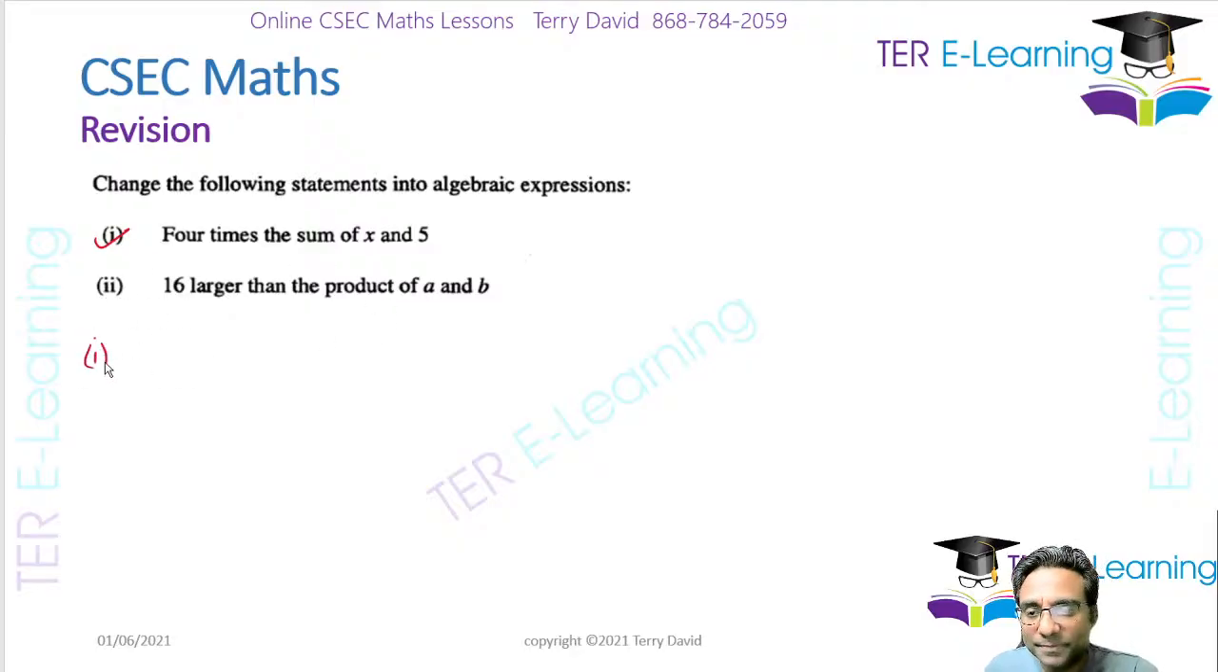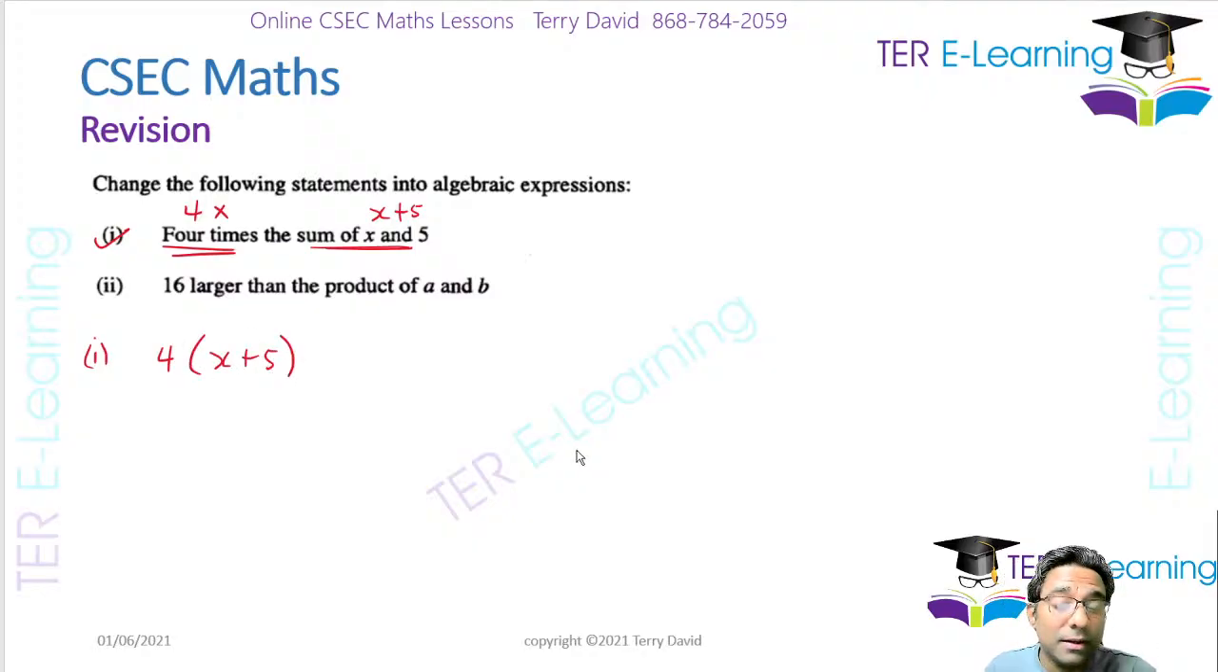So part 1, 4 times. That means 4 multiplied. The sum of x and 5, sorry, is going to be x plus 5. So 4 times the sum of x plus 5 is going to be 4 multiplied by x plus 5. That's what that means. So that's my answer for part 1. For part 2 now, they said 16 larger than the product ab. You all feel you can tell me the answer for part 2?